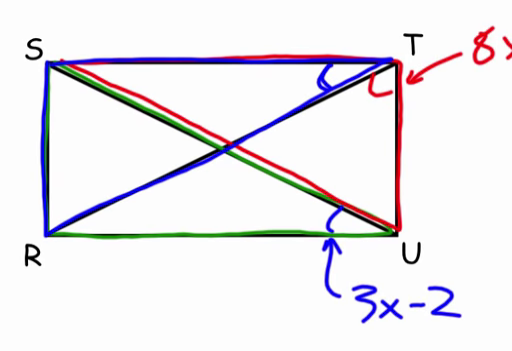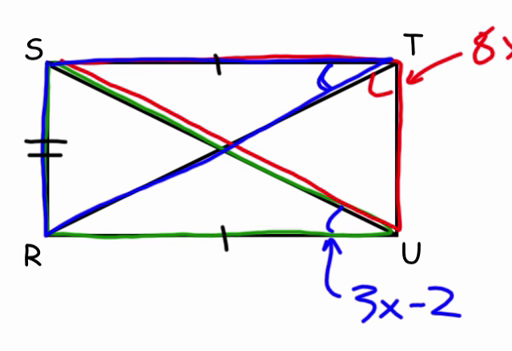Well, wouldn't the blue triangle and the green triangle be the same? Because they share this side, right? And then we know the diagonals are congruent. So the green diagonal and the blue diagonal are congruent. And then we also know that the opposite sides are congruent. So by side, side, side, these triangles are congruent.